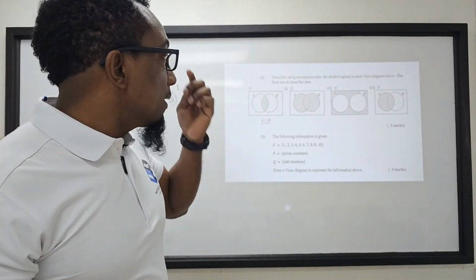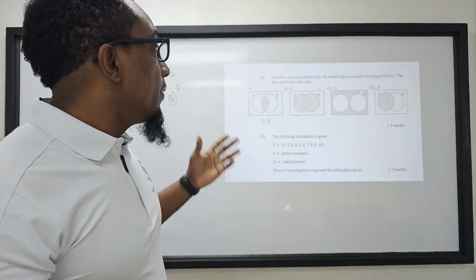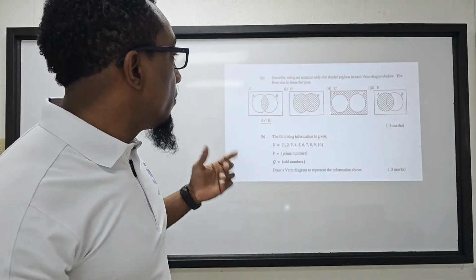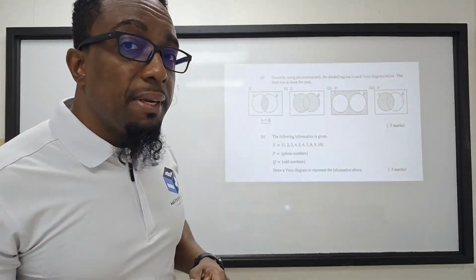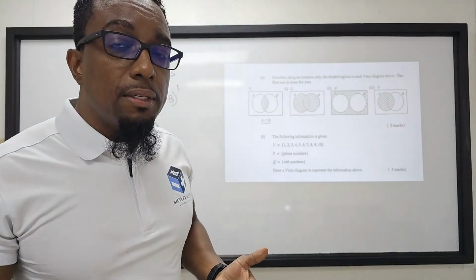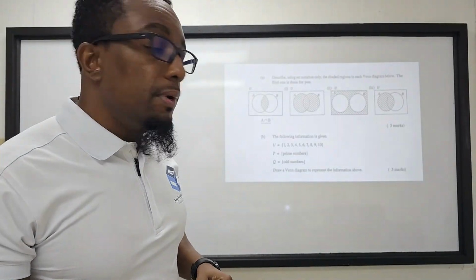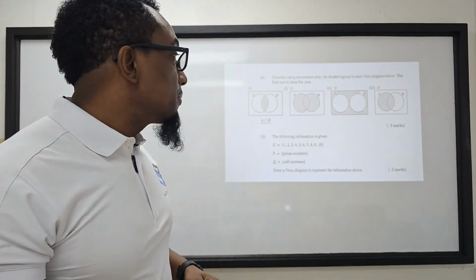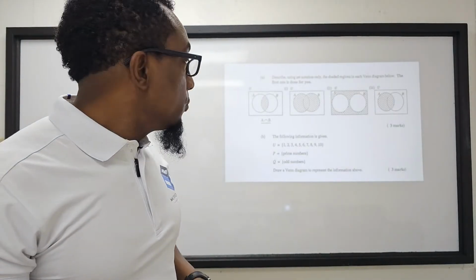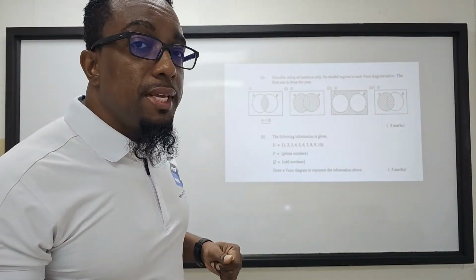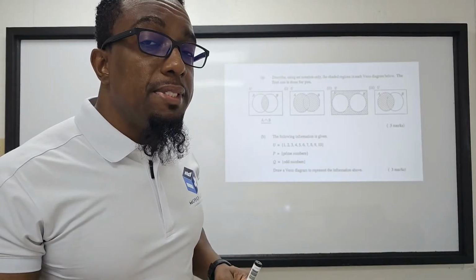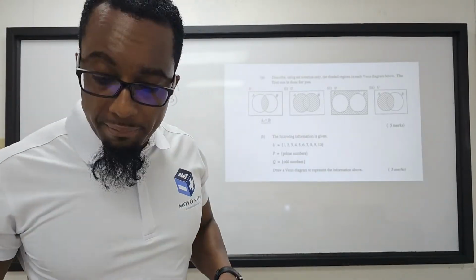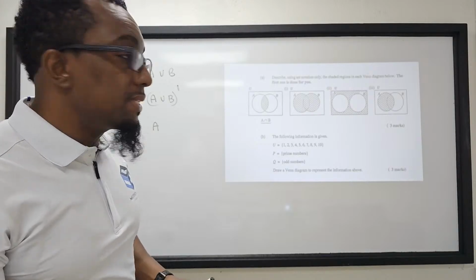So let's look at part B. The following information is given. You have the universal set from 1 to 10. You have prime numbers. Remember last week we looked at number theory. So you have your prime numbers, you have odd numbers, even numbers, composite numbers, and so on. Right? Go back, look at the video that I have in the YouTube channel. I'm going to see number theory part 1 and 2. And we have to, in this case, draw a Venn diagram to represent the information above. So let's draw a Venn diagram. So looking at some CSEC past paper questions here.